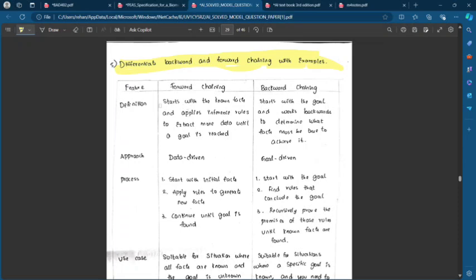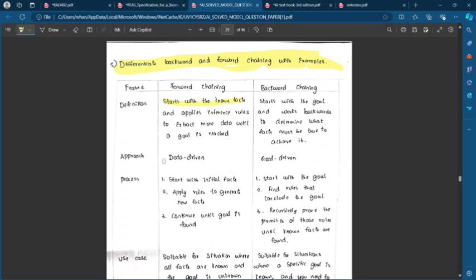It starts with the known facts and applies inference rules to extract more data until a goal is achieved. So you will be collecting data which will lead to the goal. But in backward chaining, you will be knowing the goal. So to reach the goal, backwardly you will be proving those steps. It starts with the goal node and works backward to determine what facts must be true to achieve it.